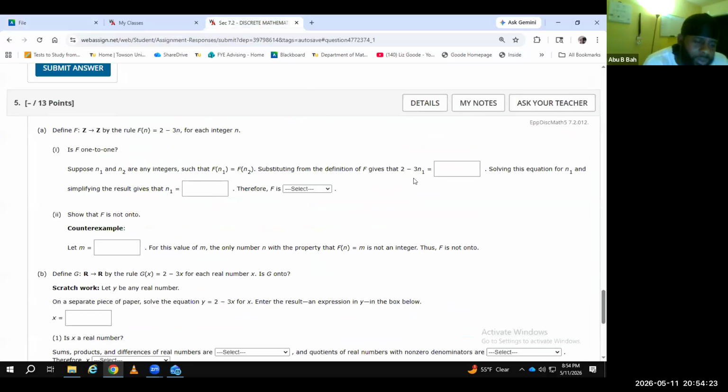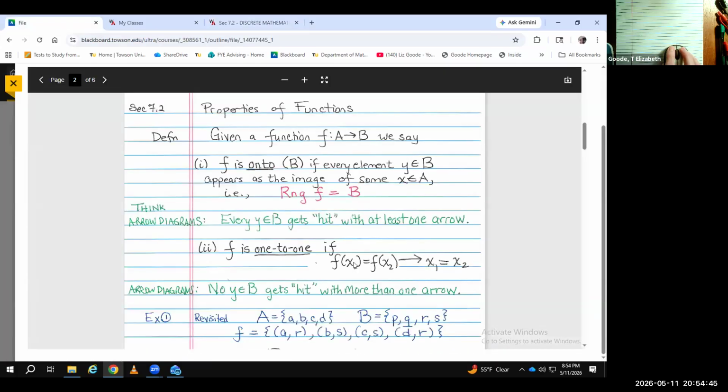So they started with the hypothesis of the definition of one-to-one. We're assuming f of x1 equals f of x2. We're calling it f of n1 and f of n2, but we're assuming those are equal. So we're going to try to prove this if-then statement directly. We're going to assume the hypothesis, and then we're going to see if we can prove the conclusion using algebra and the definition of f.